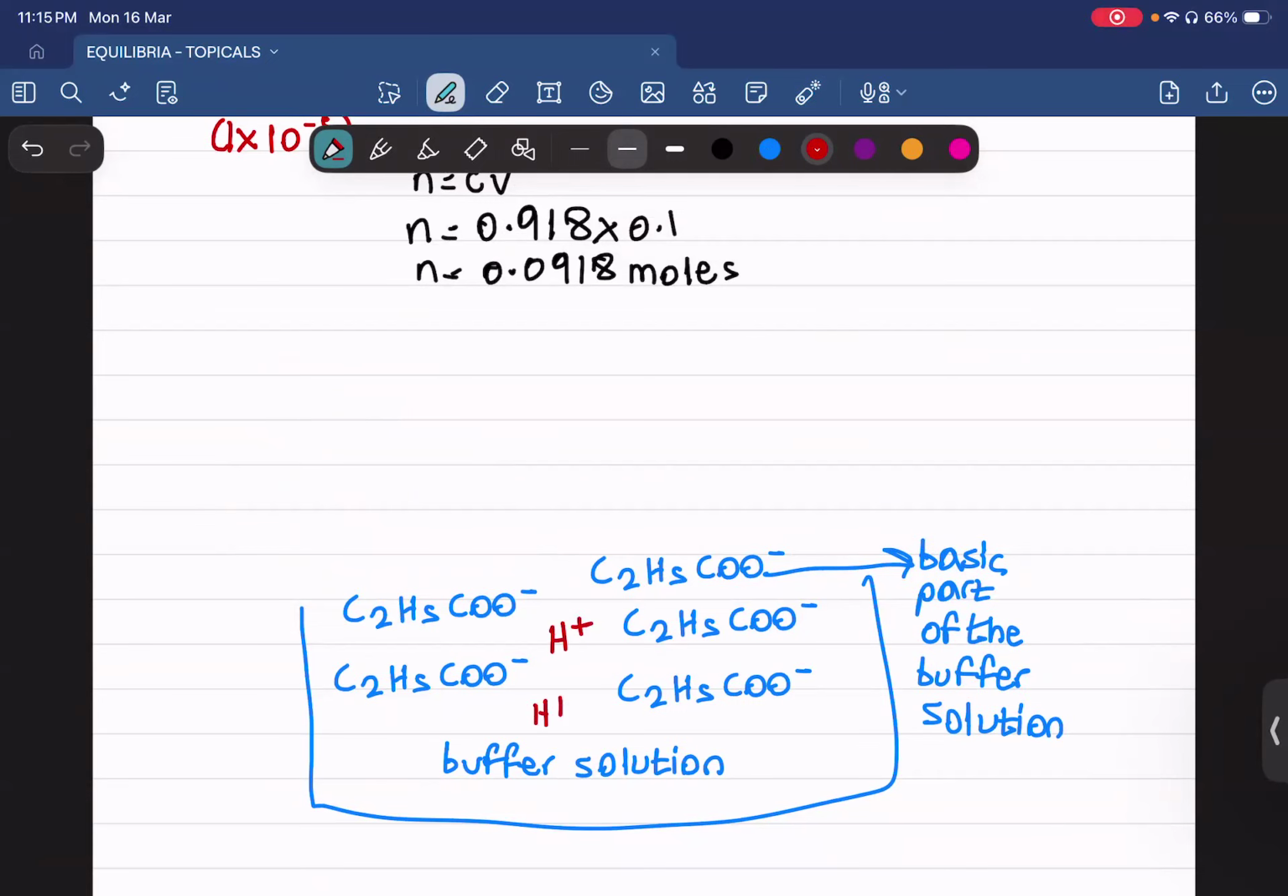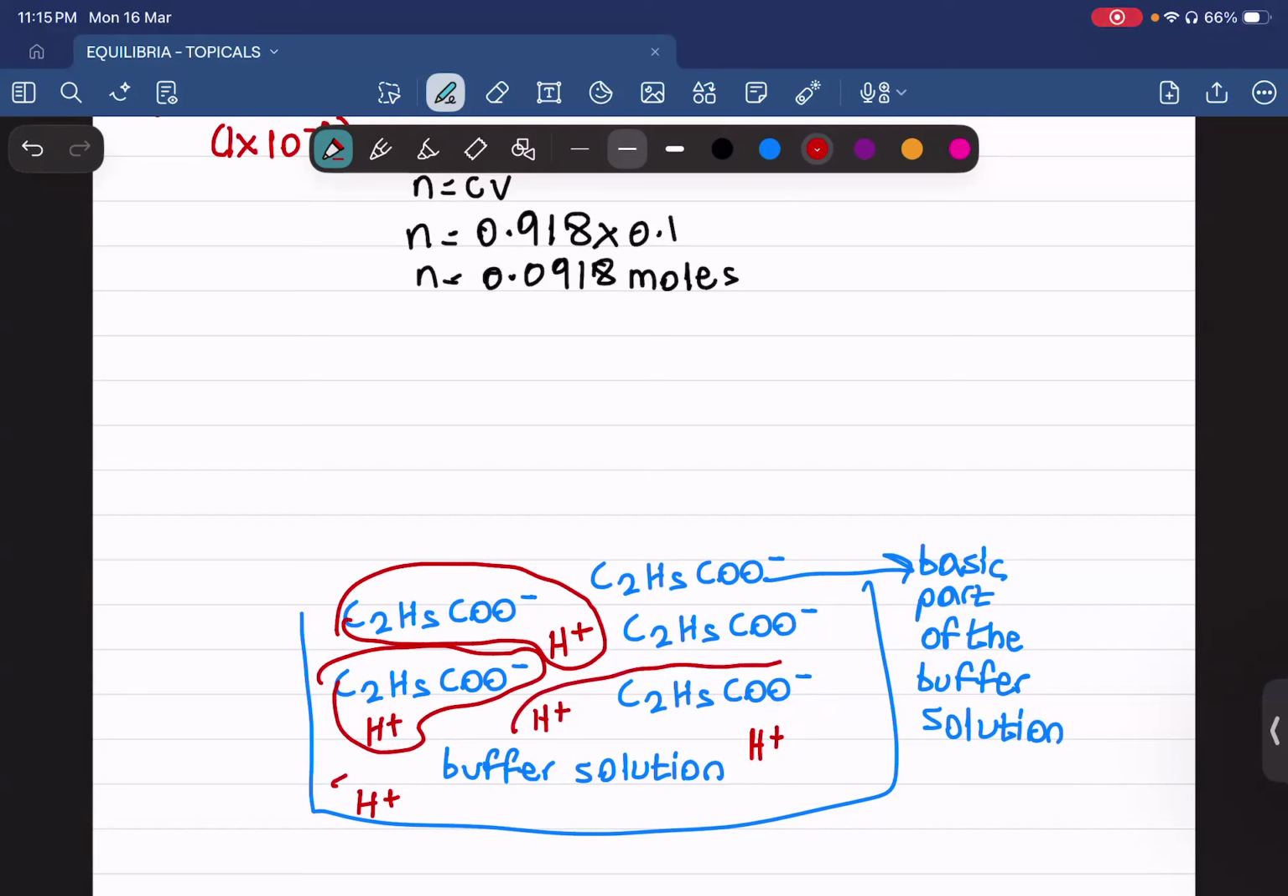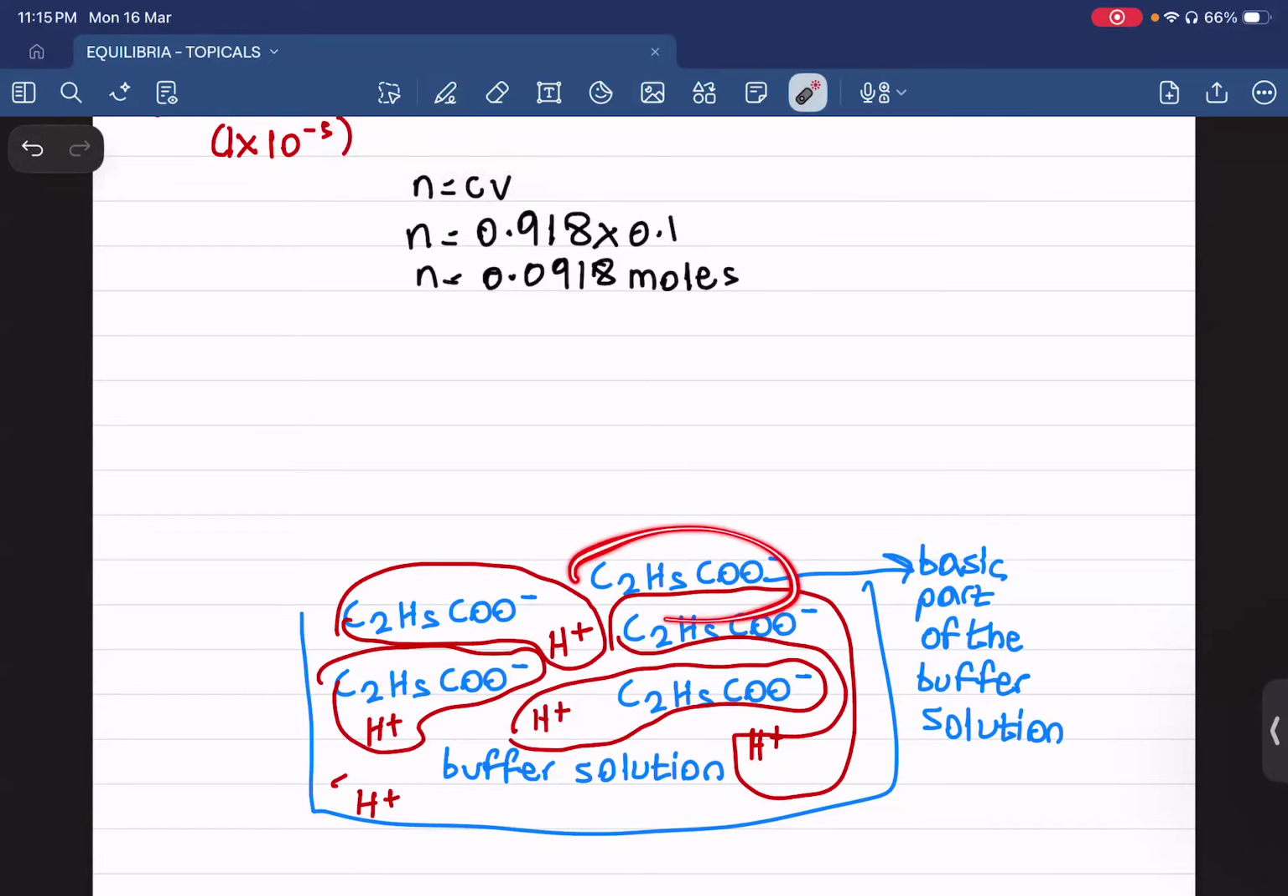Now, if I add externally 5 H plus ions, so let's say I add an H plus ion here, an H plus ion here, 3, 4, and 5. What's going to happen? Every single carboxylate ion is going to react with one H plus ion. So this reacts with this, this reacts with this, this reacts with this, this reacts with this, and then this final one, this and this react with each other.